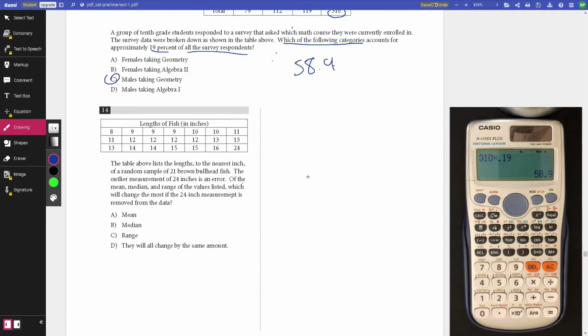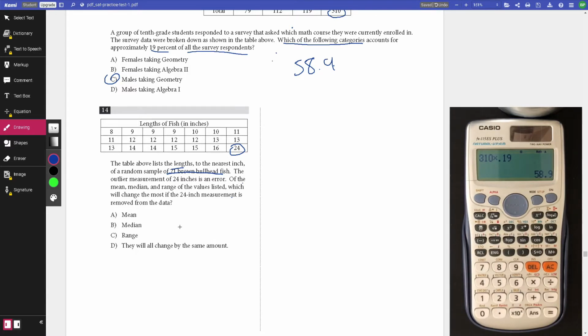Okay, number 14. We're given this table. This is 21 bullhead fish. This is their length. So these are just a data set. The outlier is 24 inches. The 24 inches here is an error. Of the mean, median, and range of the values listed, which will change most if the 24 measurement is removed from the data?